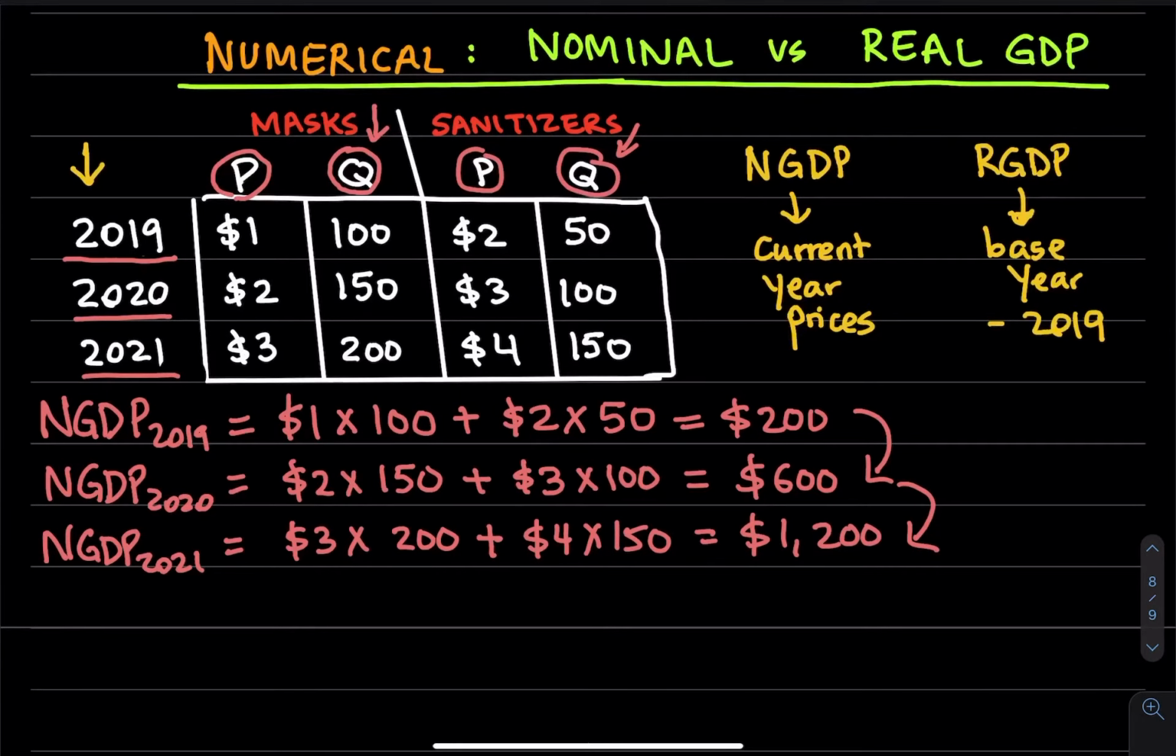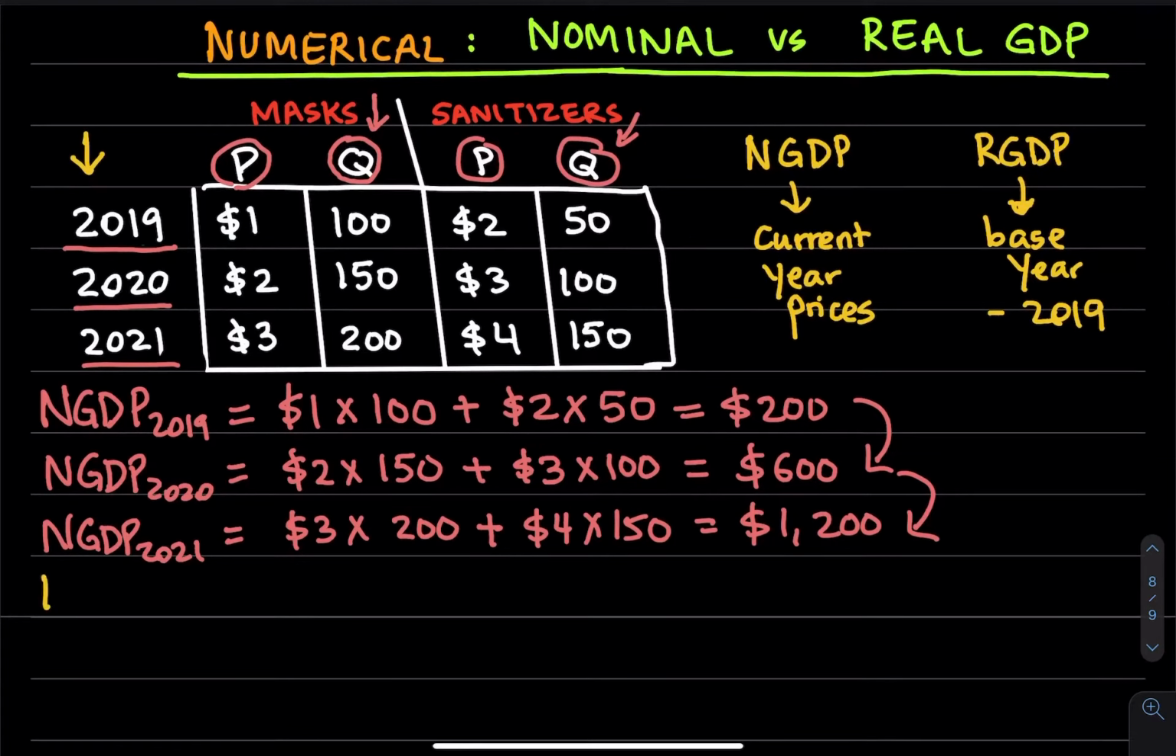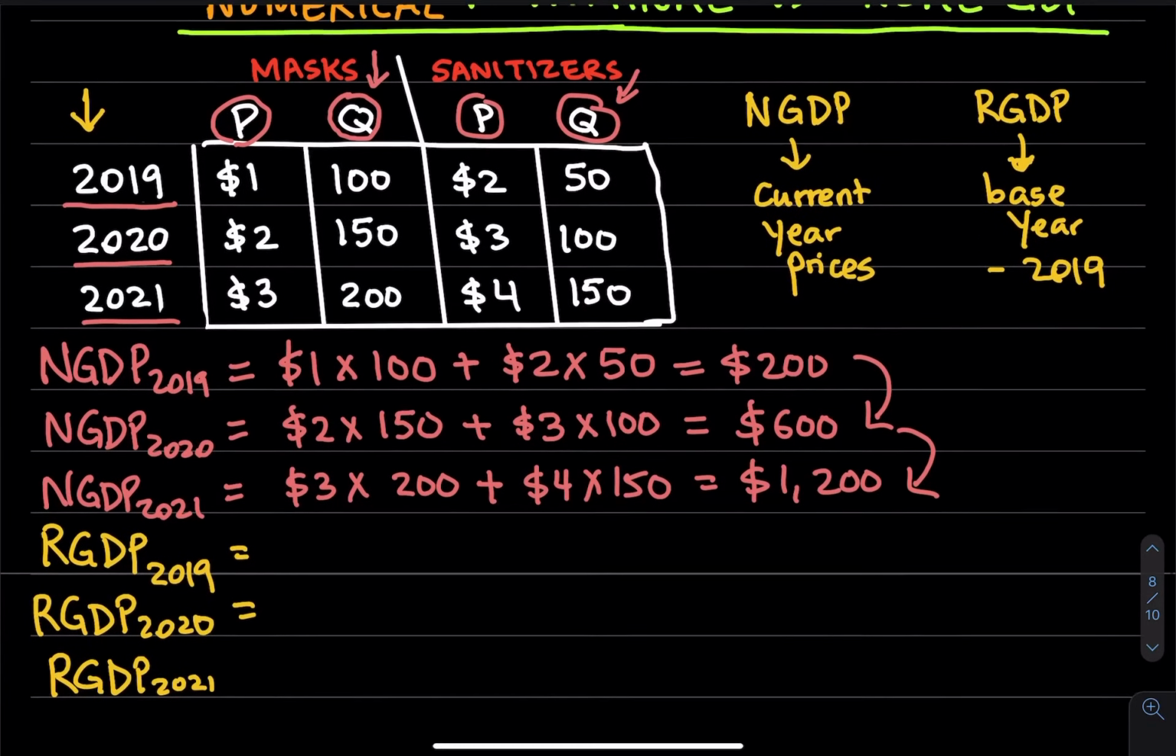And so let's write this down. Real GDP can be computed. So we'll write down each row. Oops, this should be 2019 first. 2019, 2020, and real GDP in 2021. Okay.